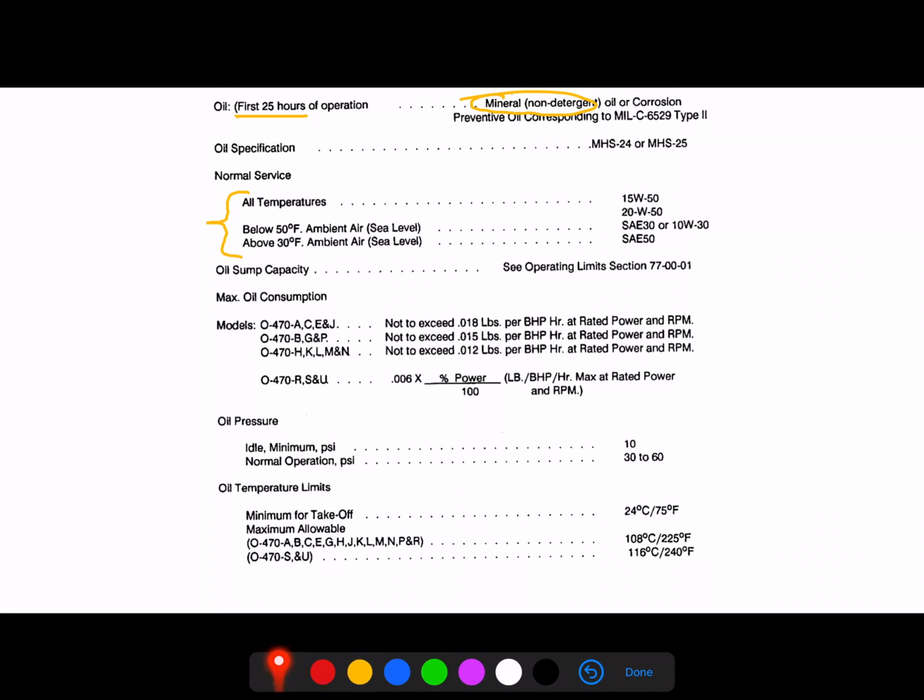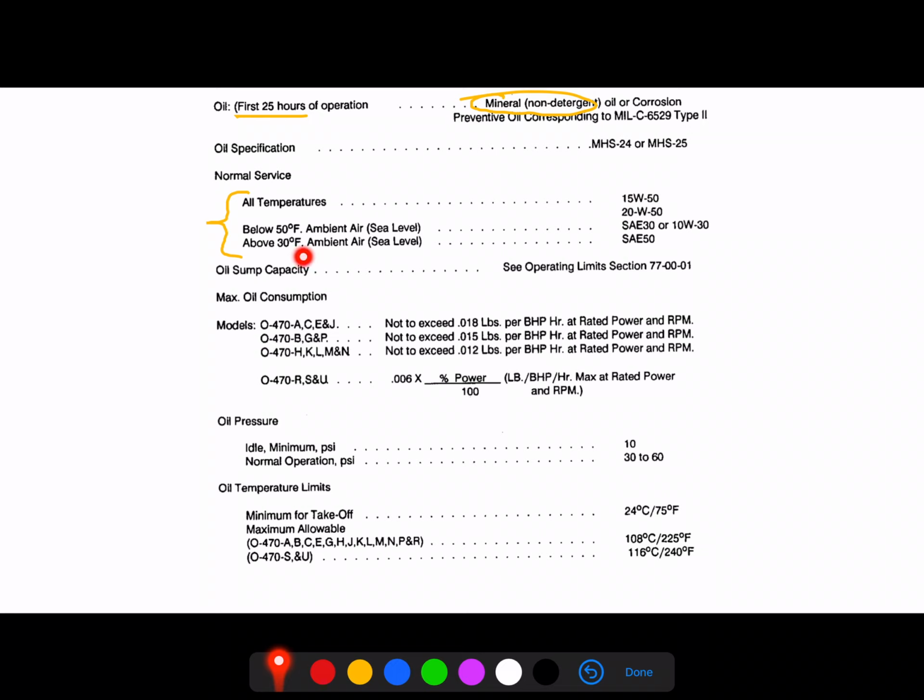So if we're using a multi-viscosity oil, either this 15W50 or 20W50, then we can use this acceptably for all temperature ranges according to the manual. However, we may opt to use something else if we're dealing in extreme temperatures. So again, a little bit of reiteration.